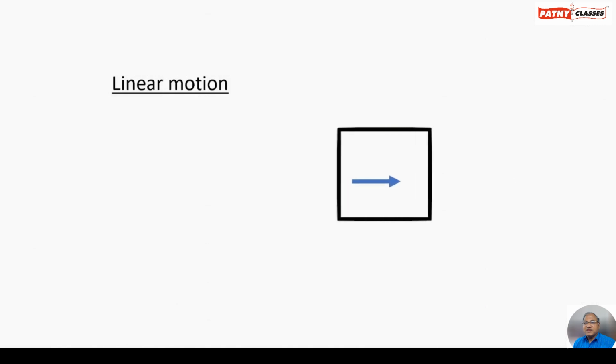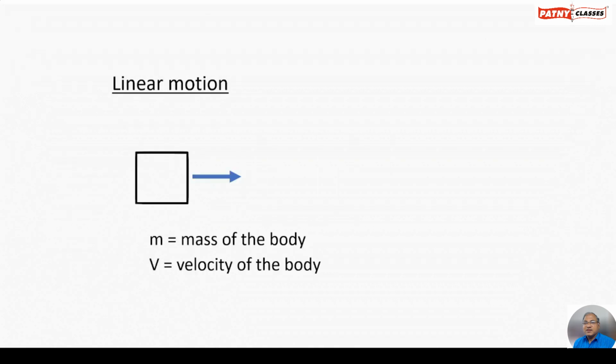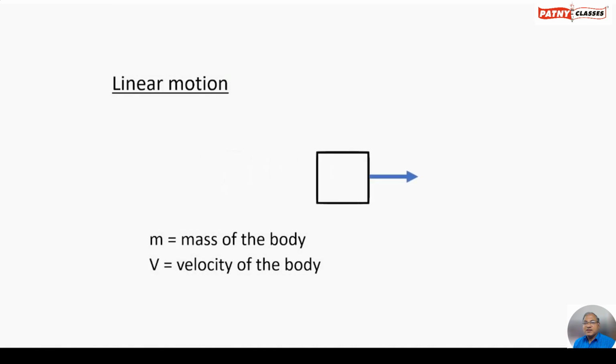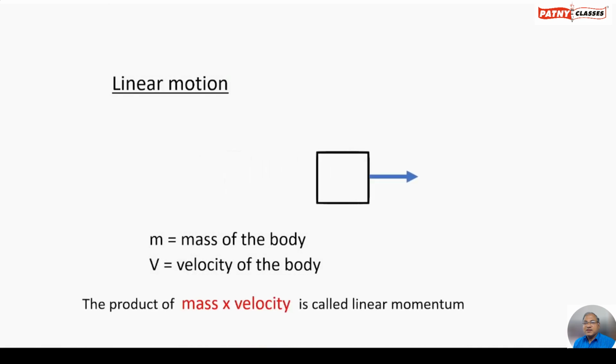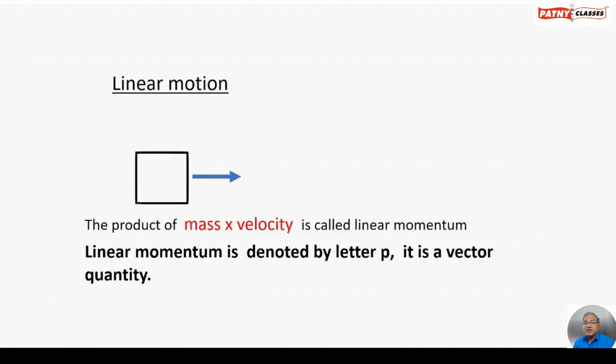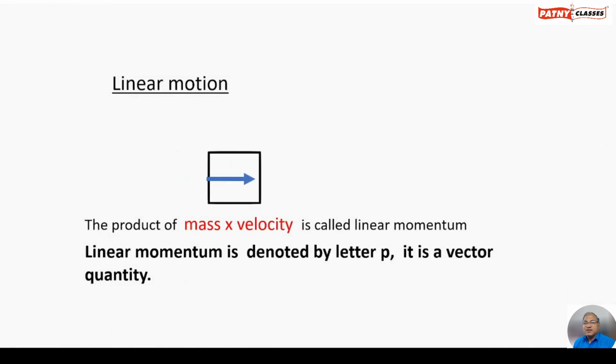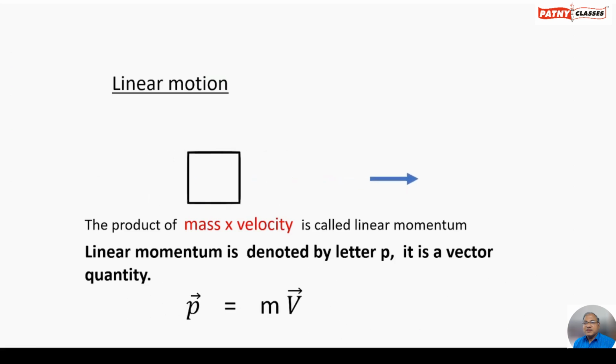Consider a body moving in a straight line. Let m be the mass of the body and v equals the velocity of the body, and the body is having linear motion. The body is moving in a particular direction. Then the product of mass and velocity is called linear momentum. Linear momentum is denoted by the letter P. It is a vector quantity.